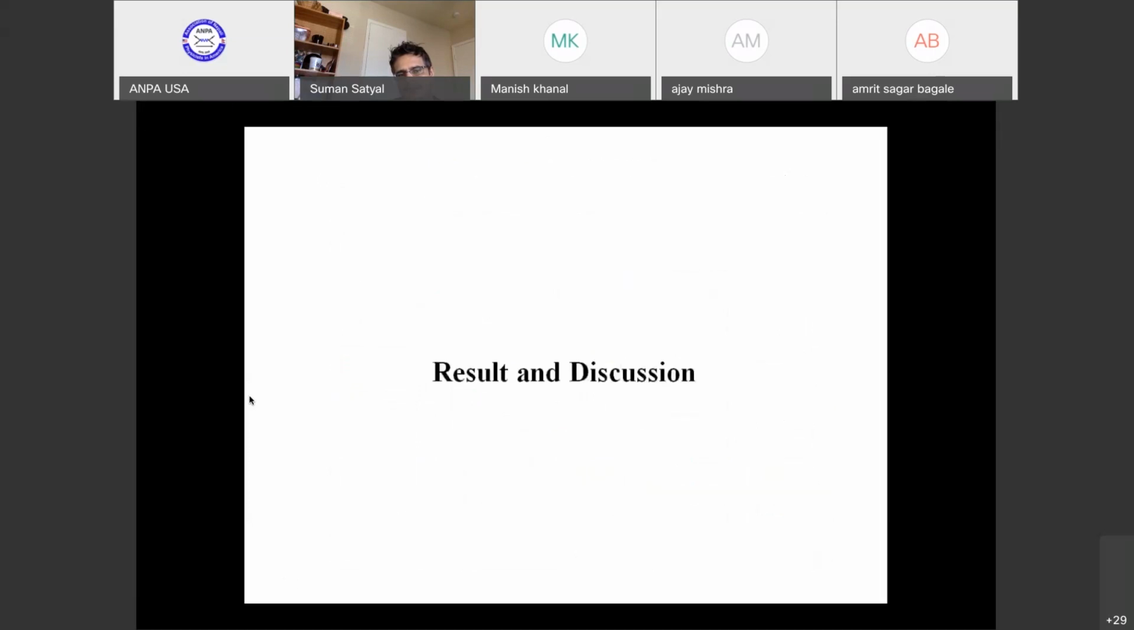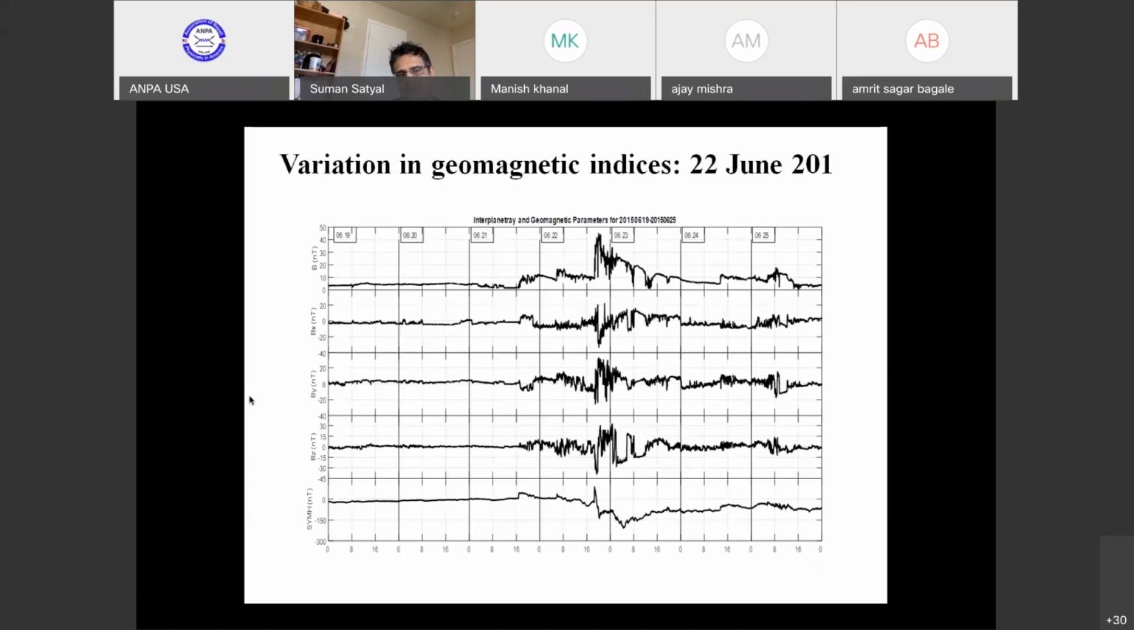Now, results and discussion. This shows the variation in geomagnetic indices due to the storm of 22nd June 2015. The plot from top to bottom: the first panel shows the variation in the total component of the magnetic field, the second represents the X component of the magnetic field, then Y, and the Z component of the geomagnetic field, and the bottom panel shows the variation in the index.